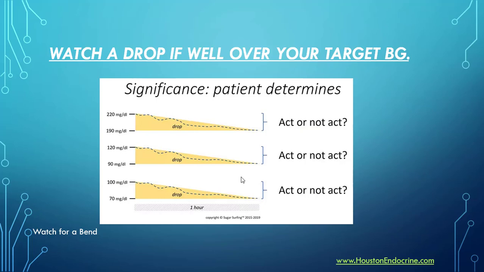Now, one question is, what do you do if you're dropping and you're well over or above your target blood sugars, which again is defined by individual circumstances and with your doctor? In these examples, you see the patient starting in the 200s at the top and dropping to the 190s, the second one in the 120s and dropping to the 90s, and in the third example, 100 into the 70s. You notice this is over a 1 hour period. The question is, should you act? The acting would involve, do I need to do something to bring this up or not? And it really depends on what happens over time.